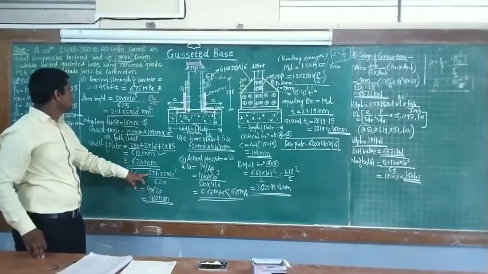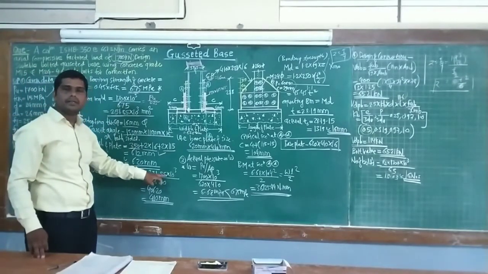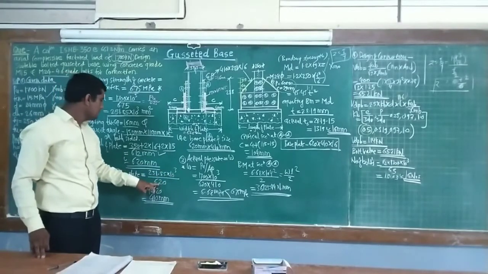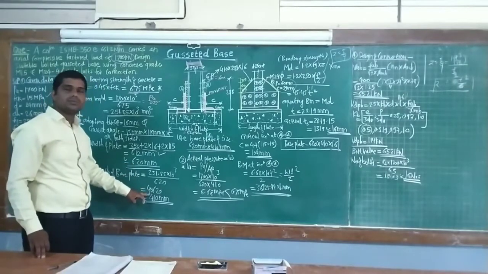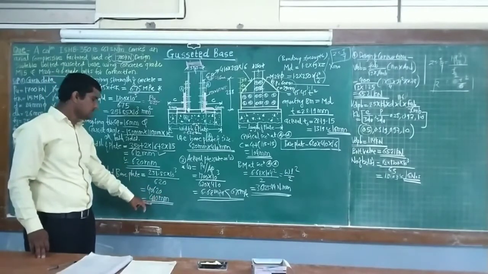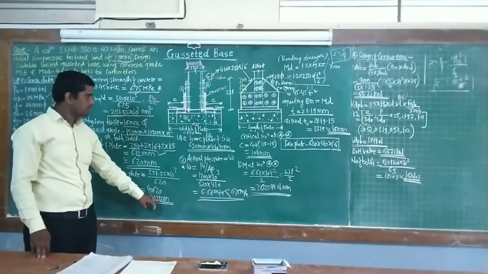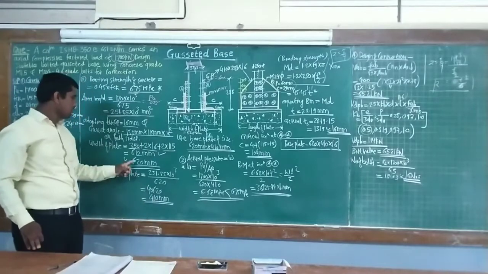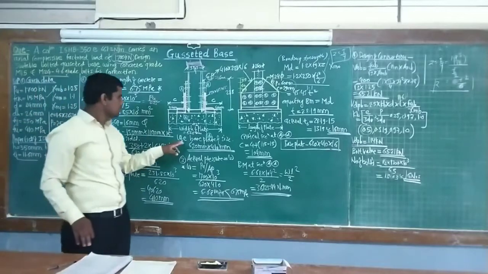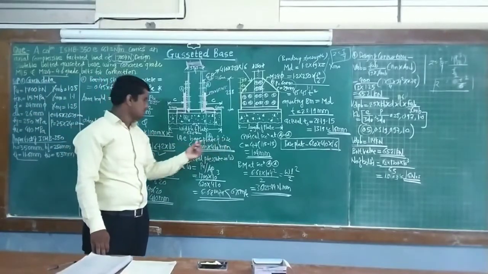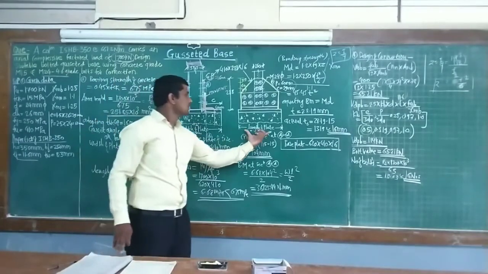So 251, the area we have found out. 251.85 into 10 to the power 3 divided by 620, the width of base plate. So we will get the length as 406.20. So we can consider it up to 410 mm. After finalizing the length and width of base plate, we use a base plate of size 620 mm by 410 mm.